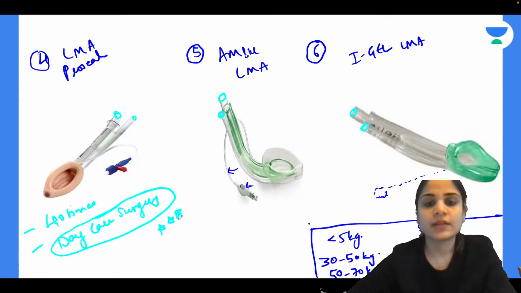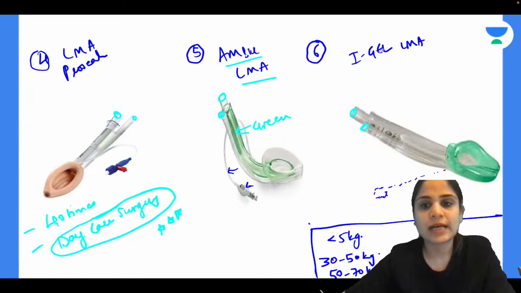Then you have this Ambu LMA. How to identify it? It will be fully green in color. So that is your Ambu LMA. And finally you have your iGel LMA. iGel LMA, how to identify? It does not have the cuff inflation line and the cuff balloon.